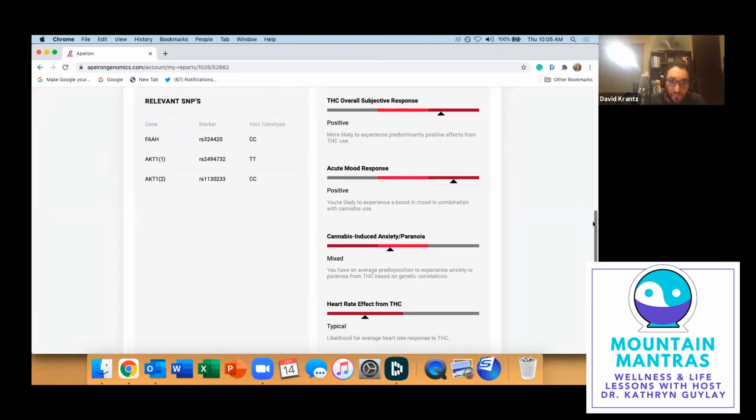Yeah. So overall, you're probably going to see a pretty decent mood response from THC, more likely to feel good from it. But there is some potential for anxiety, paranoia, right? And this is not necessarily saying you're going to get anxiety or paranoia. It's more saying you need to be aware of when and how you're doing it. What are the surroundings like? What's your mental state going into it?